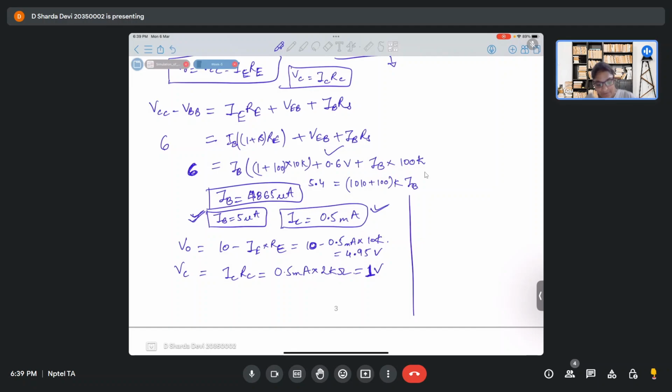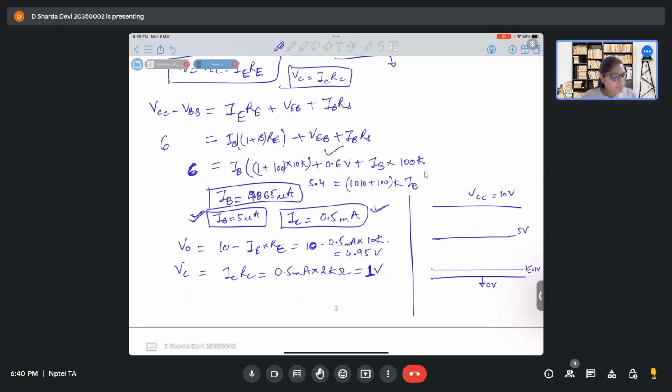So here IB was actually 5 microamperes. It was IC which was 0.5 milliamperes. But the moment we swapped them, the values went out of range. That's how we got to know that we had done something wrong. Now here we have VCC, which is 10 volts, ground, which is 0 volts, and this VC is somewhere here at 1 volt, and your V0 is almost close to 5 volts. So let's take it as 5 volts.